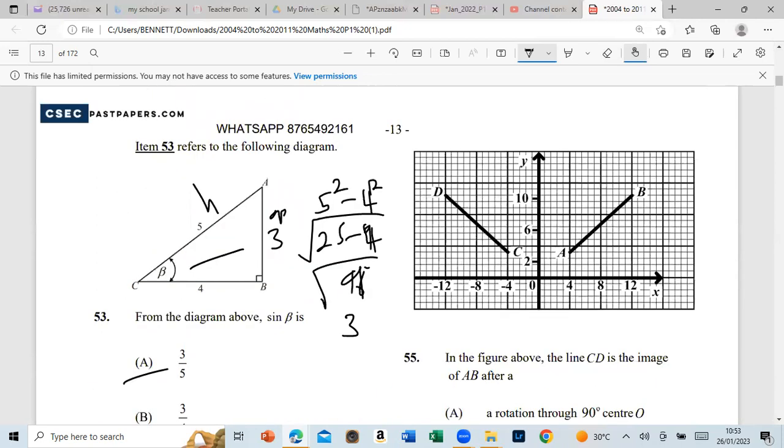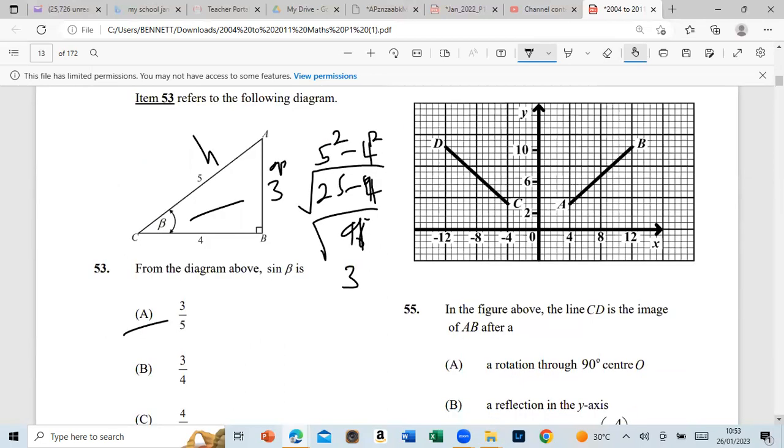Alright, so let's move on to 55. In the figure above, the line CD, which is this, is the image of AB. So this is the image of AB. Is it a rotation, or a reflection in the y-axis? Same distance. So it's B.